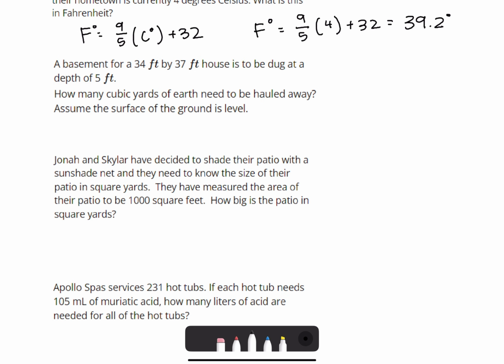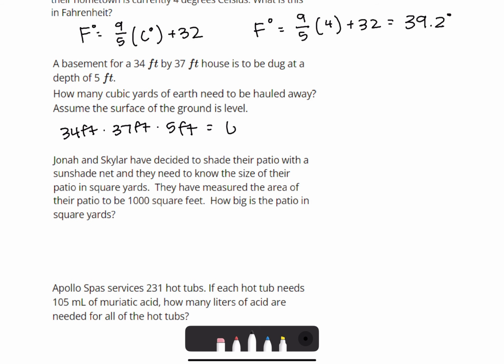Next is a basement, so we have 34 feet times 37 feet times 5 feet. That's 6290, and it's feet times feet times feet, so that's feet cubed. But then it's asking us how many cubic yards of earth or of dirt need to be hauled away.